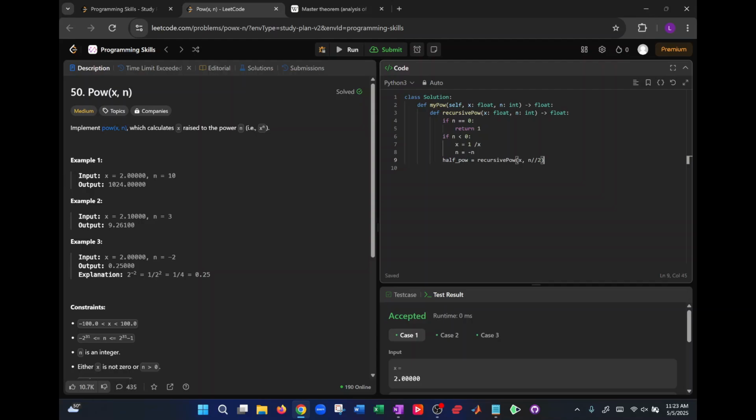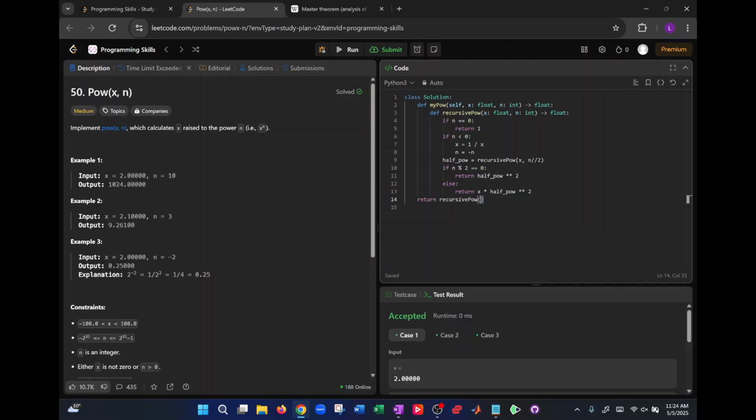Okay, so now we need to determine if we return this squared or this squared times x. And that depends on whether n is odd or even. So if n is even, meaning that n mod 2 is 0, then we can just return half pow squared. Otherwise, n must be odd, and so we return half pow squared, and I'll just put the x out front here. x times half pow squared. Okay, cool.